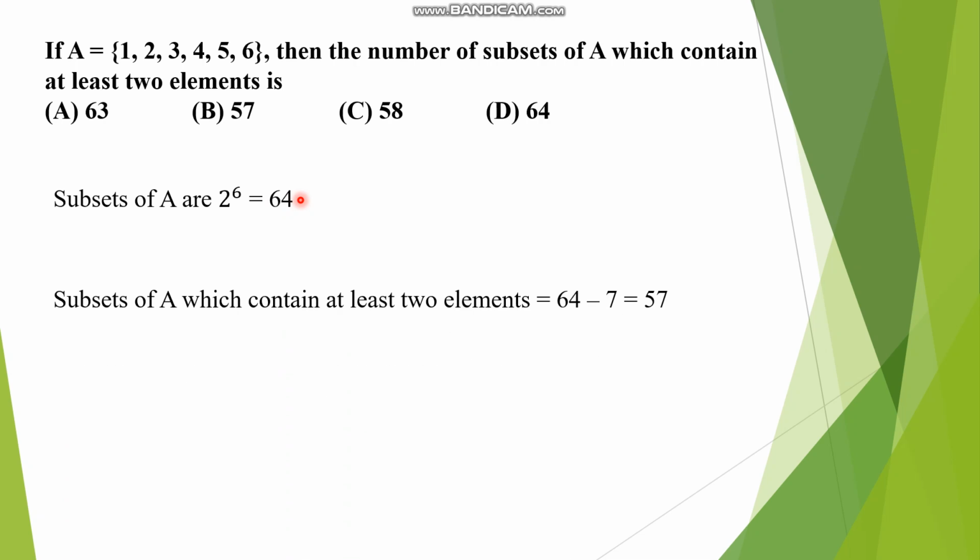But we need the number of subsets which contain at least 2 elements. What do you mean by at least 2 elements? At least 2 elements means there should be a minimum of 2 elements or more. So which are the cases we should leave then? Of course, the cases with only one element, which are the singletons, and the empty set. The empty set is one case, and there are 6 elements, so there can be 6 singletons. So it is 64 minus 7, and the answer is 57, which is option B.